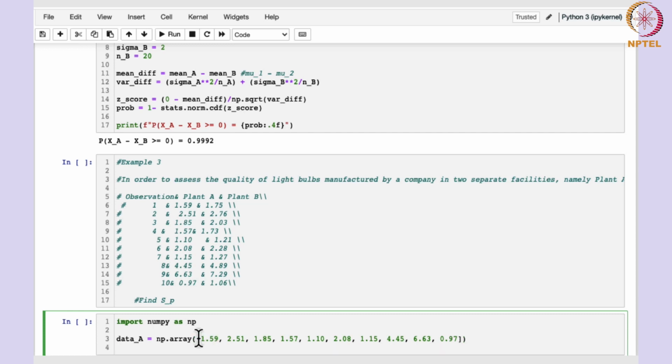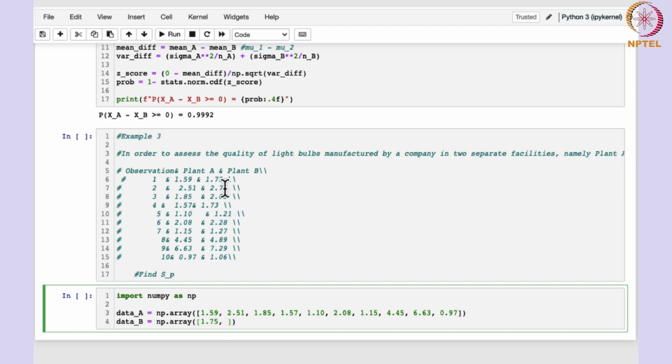Likewise, you can define for plant B also. data_B is np.array. If the values vary while copying down from above, you don't have to worry about that. Be it any value, you will get some answer or the other. So this is just an example to show, nothing else.